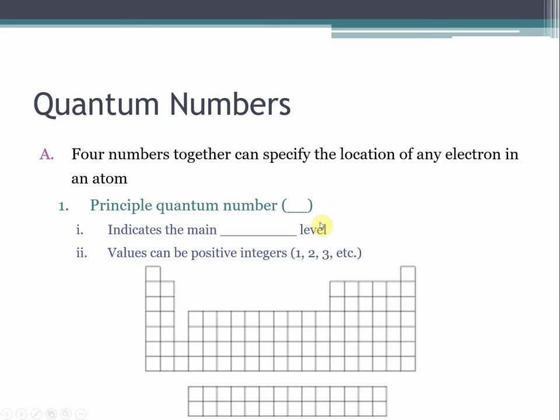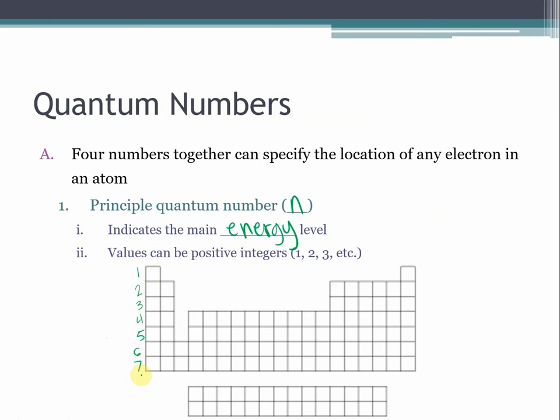Your first quantum number is the most general, the most vague, broad quantum number. That is the principal quantum number, and we represent it with the letter n. Always a lowercase n, never a capital one. Your principal quantum number, n, indicates the main energy level. Remember, the numbers of your main energy levels are the same as the numbers of the rows. So your first main energy level is the first row in your table. Your second main energy level is your second row in the table. Third main energy level, 4th, 5th, 6th, and 7th.